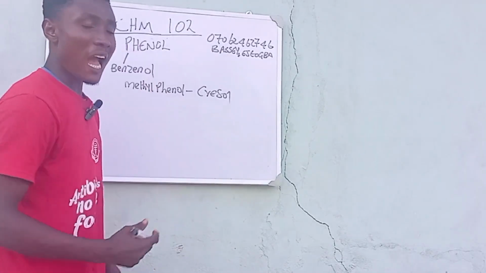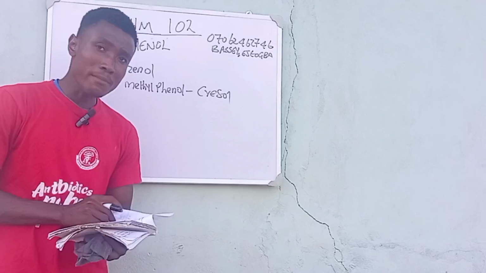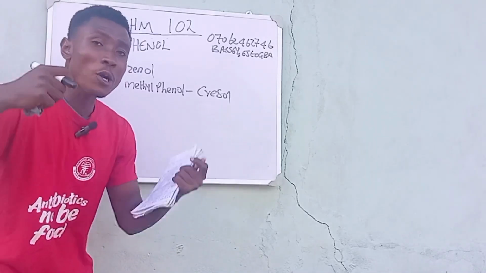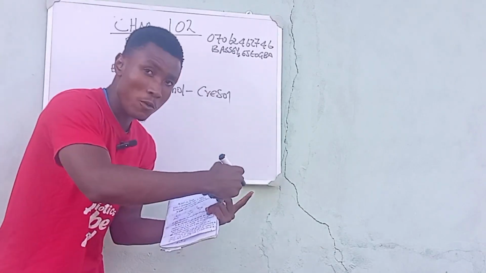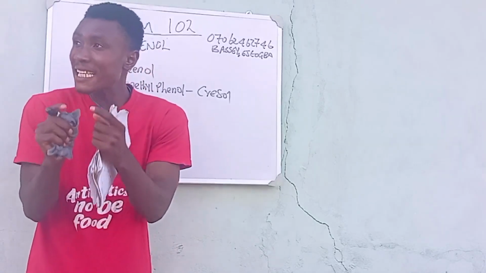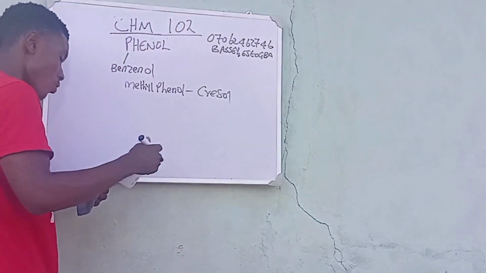these phenols are grouped into 3, based on the position of the methyl. Please take note, the grouping of phenol is based on the position of the methyl. It is not ethyl, rather methyl. That is the CH3, 1 carbon atom.